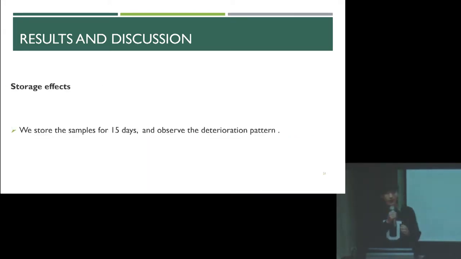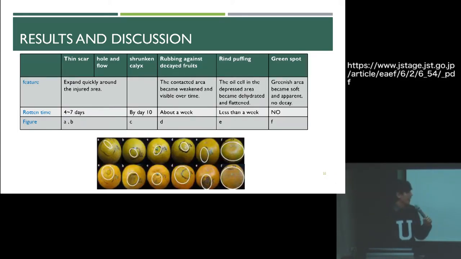So after identifying the physical reasons of the fluorescence, we want to see how this defective fruit will develop as time goes by. So we stored the samples for 15 days, and we observed the deterioration patterns. And this is the result of the storage effect. As you can see, thin scar, hole and flow will deteriorate quickly, and will be rotten in about 4 to 7 days. And the shrunken calyx will take a bit more time, by day 10.